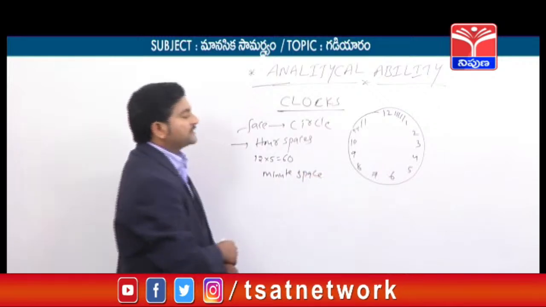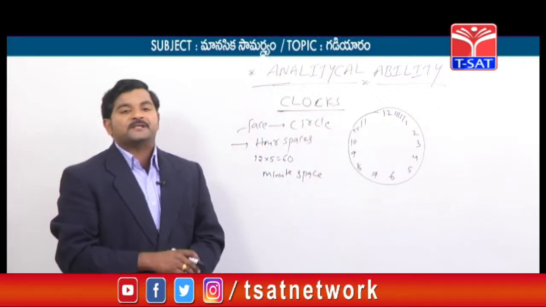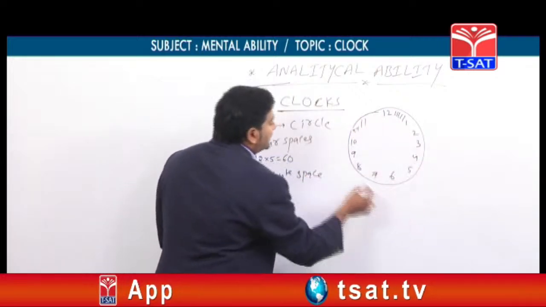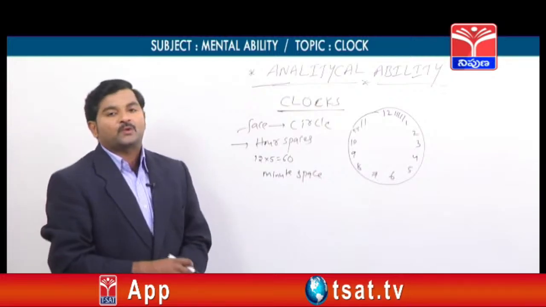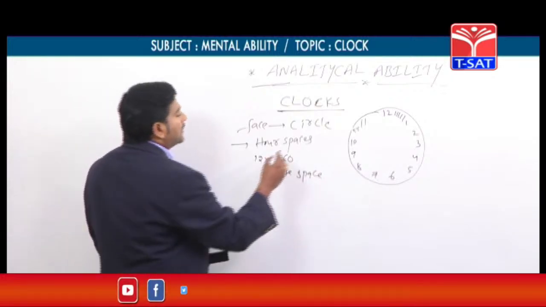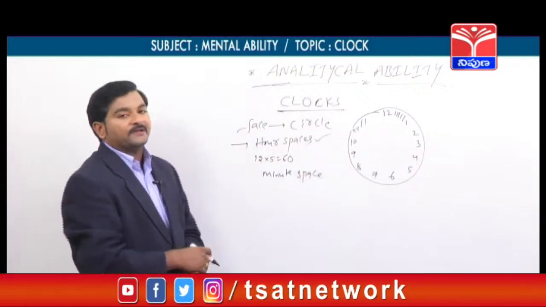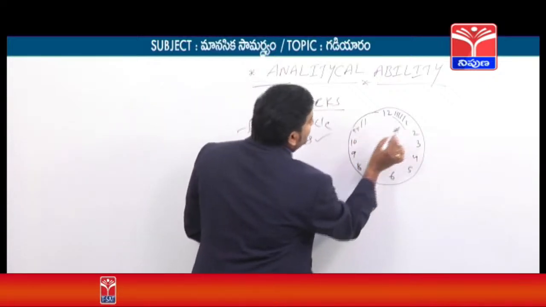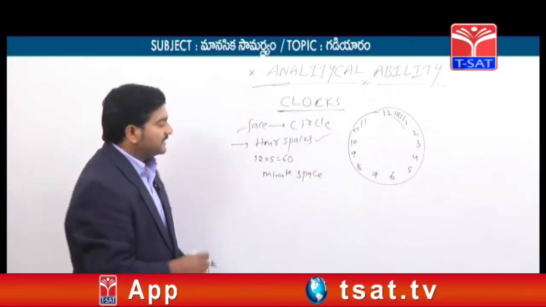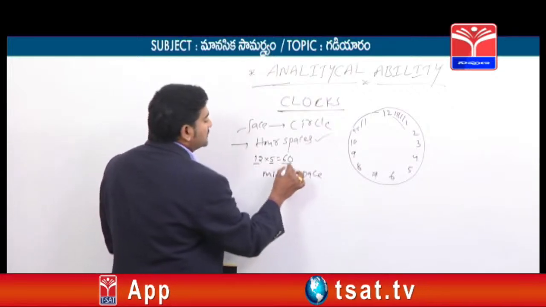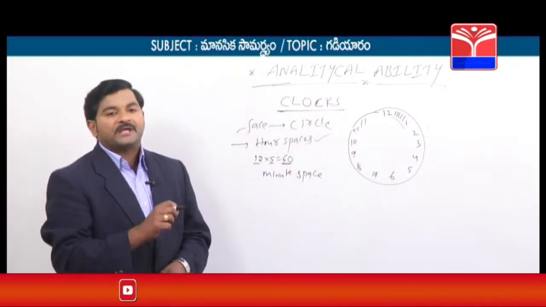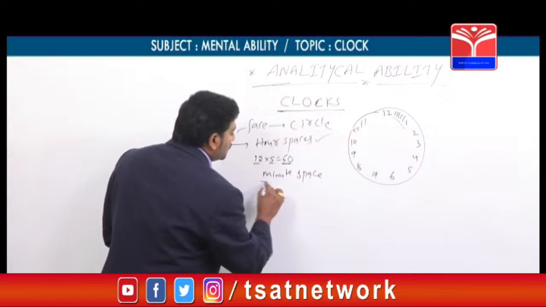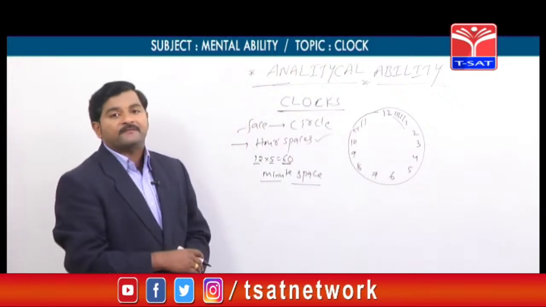I need to stress these points again. The dial or the face of the clock is in the shape of the circle. Circle in the sense we are having 360 degrees. This circle is divided into 12 big equal parts. Each part is called an hour space. Like in the clock we are having 12 hour spaces. Similarly, each hour space is divided into 5 small equal parts. In the sense, 12 into 5 is equal to 60 small equal parts. Each part is called a minute space. What does it mean? A clock is having 60 minute spaces.